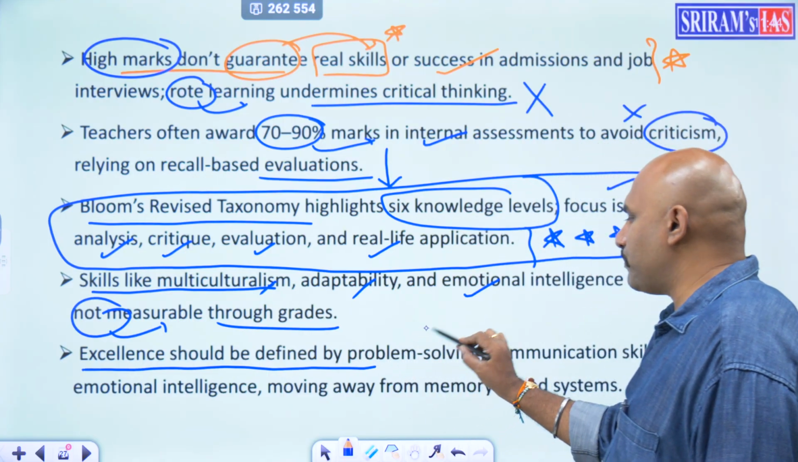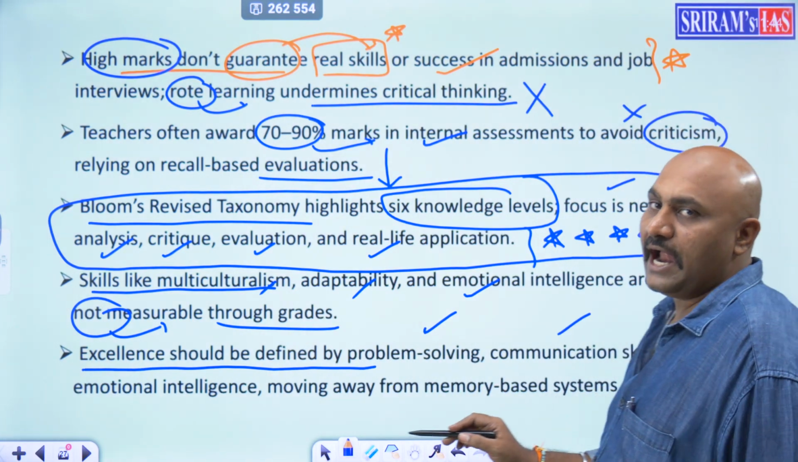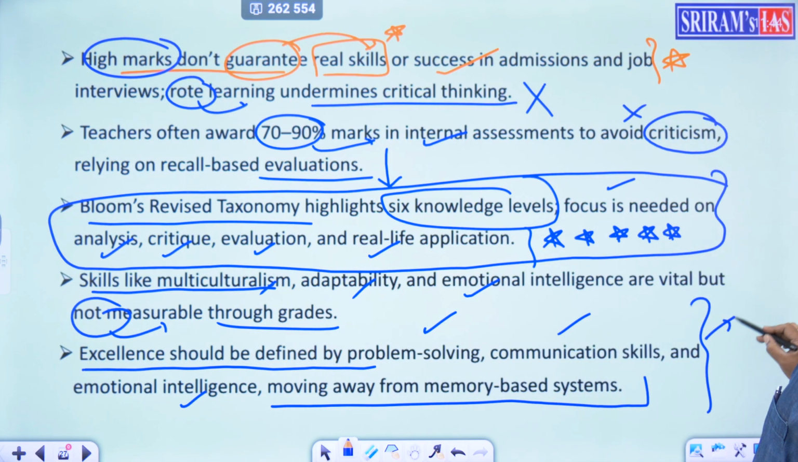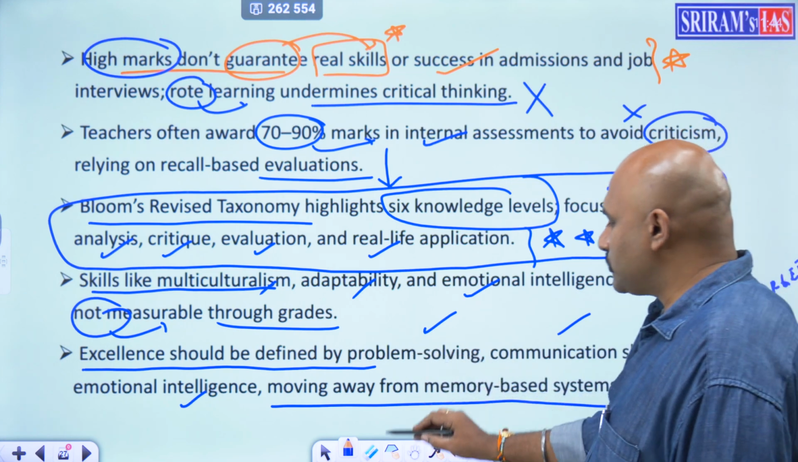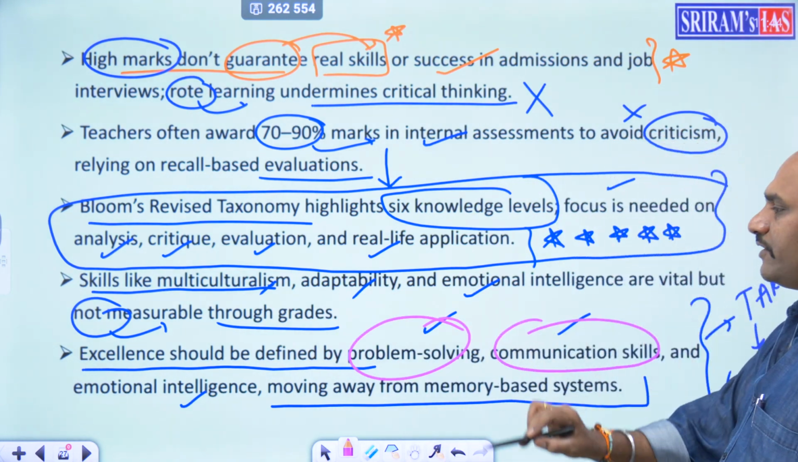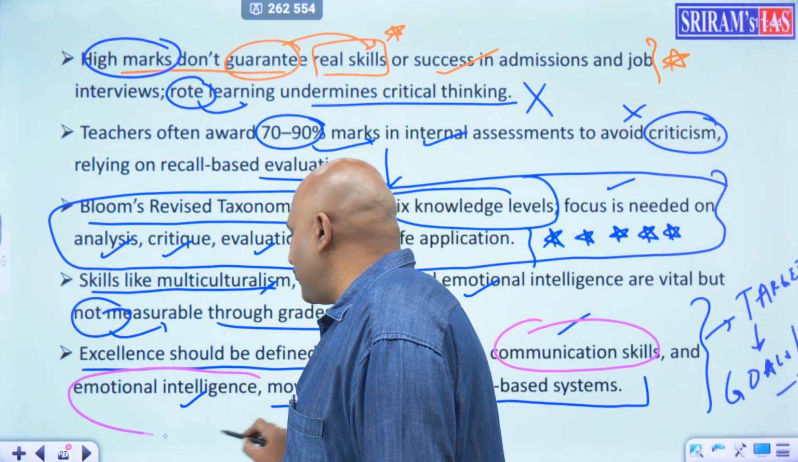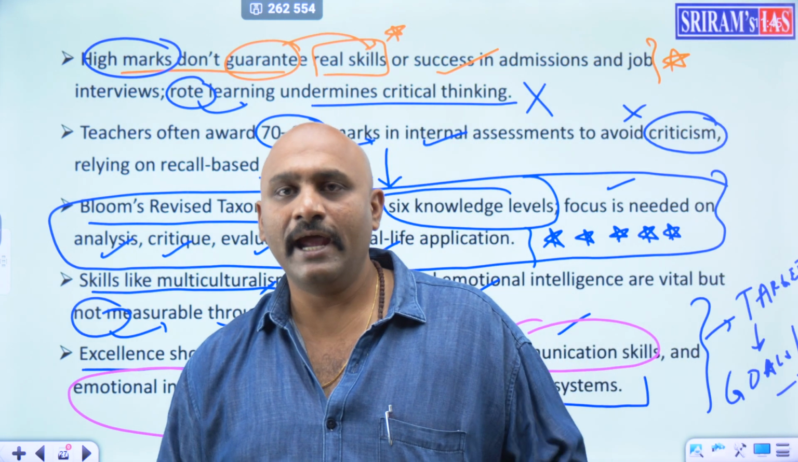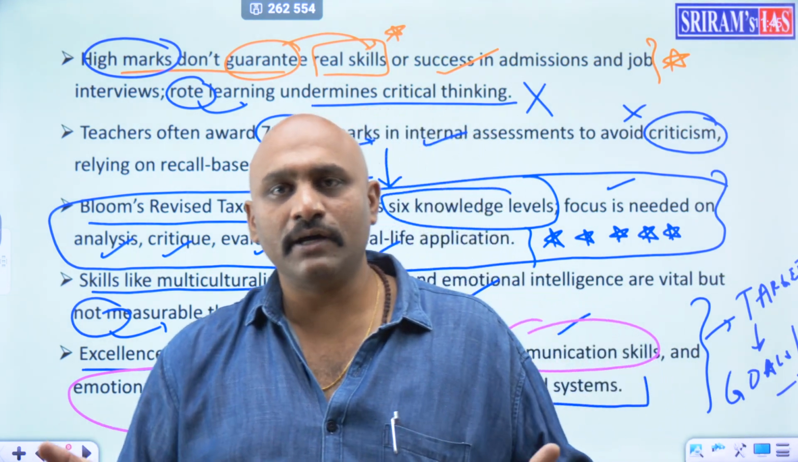Excellence should be defined by problem solving, communication skills and emotional intelligence, moving away from memory based systems. So this should be the target in which we have to move. So the goals are these. First, problem solving. If you observe, it is very important. Communication skills are very important. And finally, having a stable emotion is very important. And we have to get out of the nonsense of rote learning, buttifying and rattamari. These are the basic things.